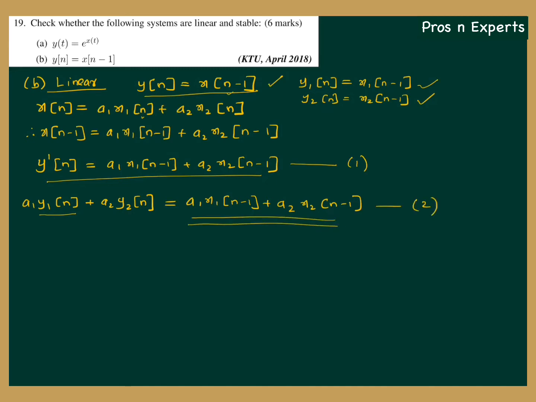This is equation number 2. And what about equation number 1 and 2? Are they equal? Yes, they are equal. So it is clear that the system is linear.